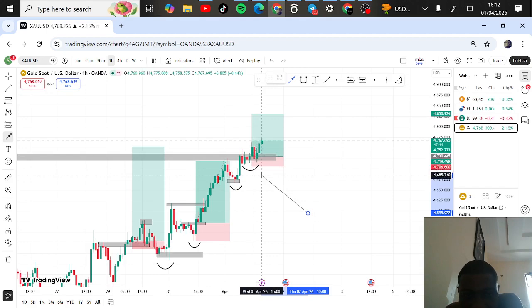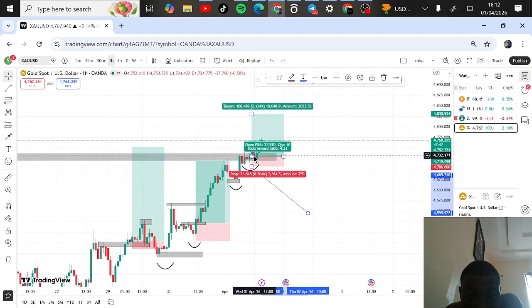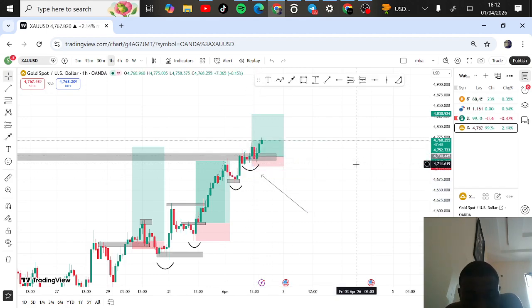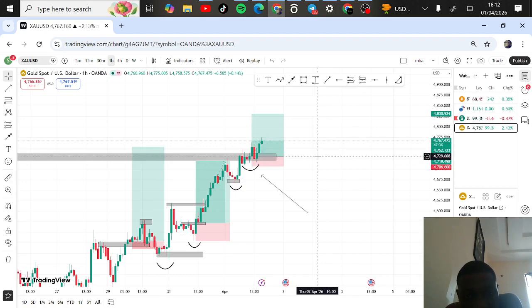So that's it. And that's why I'm buying this market again from here. So if this market pulls back to my entry, I'll be going out of the trade. Yes. Because if this market comes and tests this higher low, there's a tendency now it will not break.